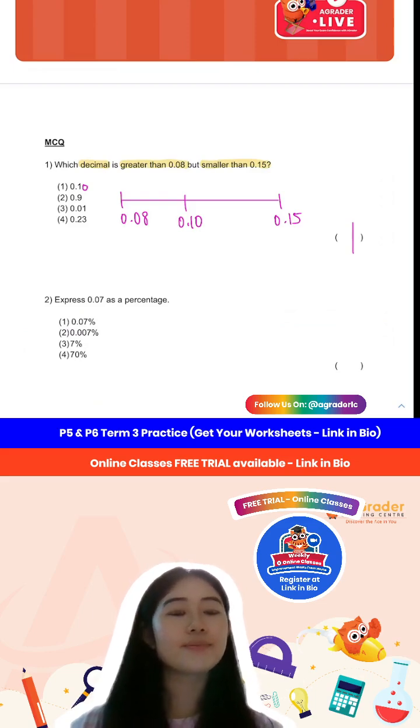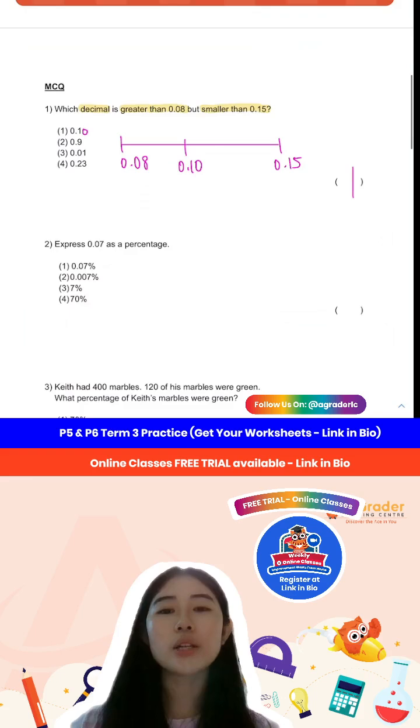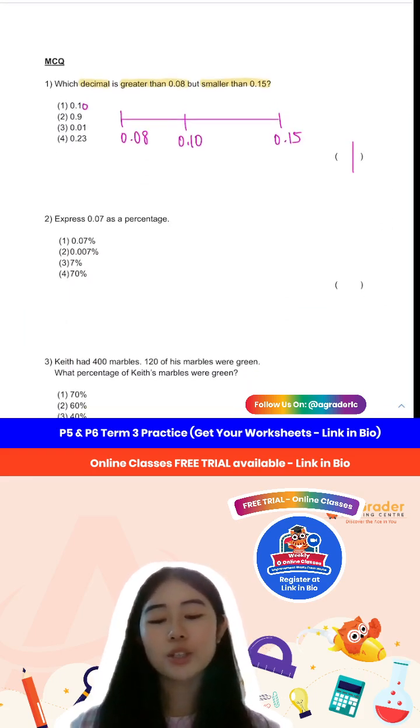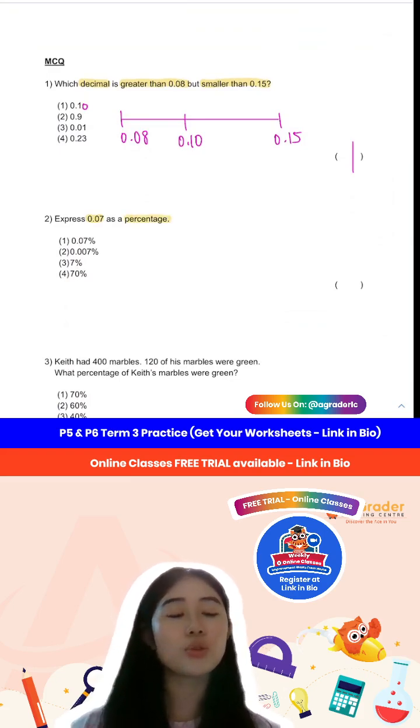Quite simple, the first question. All of you got it correct, which is good. So I think we can move on to the next one. Please try question 2. You're supposed to express 0.07 as a percentage. So what is the answer?